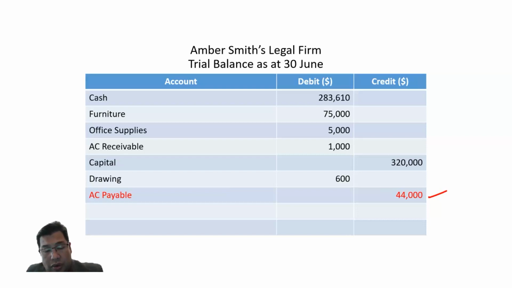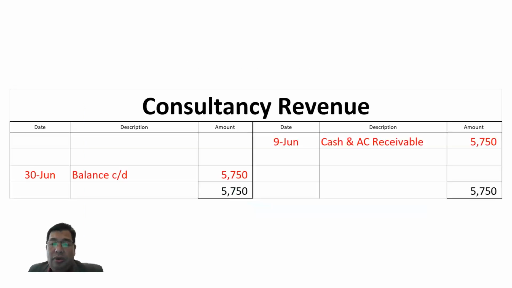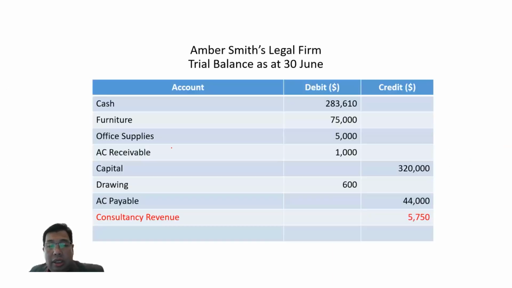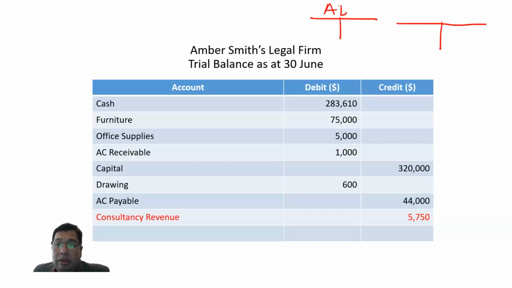Okay, let us move to revenue. We have only one revenue. The amount is 5,750, no additional revenue. So our total revenue as at 30th June is 5,750. I'm going to put on the credit side revenue 5,750. Always remember the formula, don't forget this formula. Asset, expense, drawing, plus is on the debit side. For capital, liability, and revenue, plus is on the credit side. So this can be used to help you determine whether it's debit or credit.